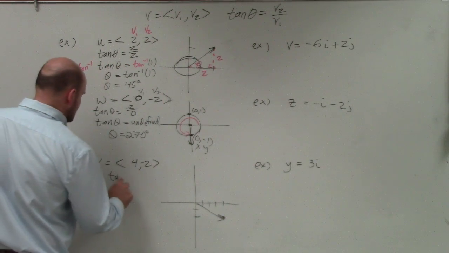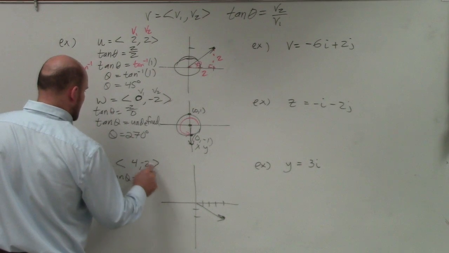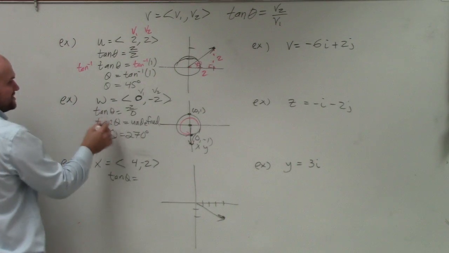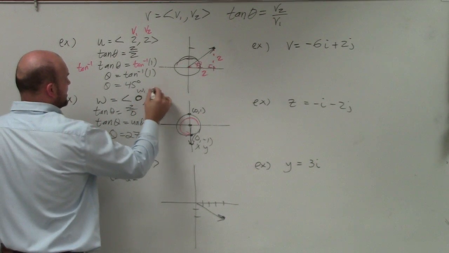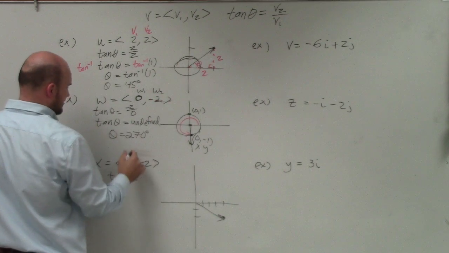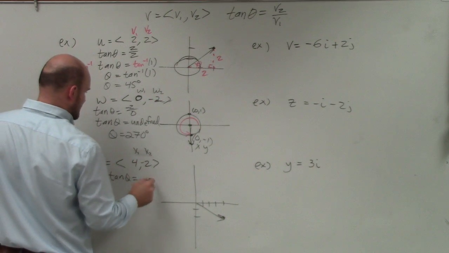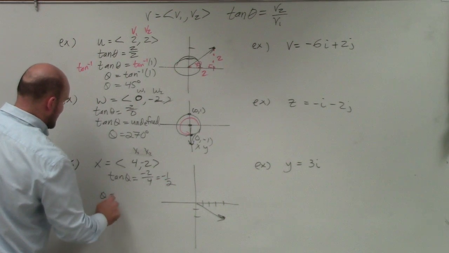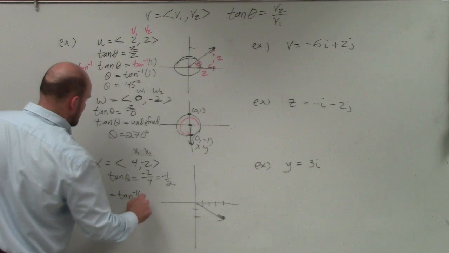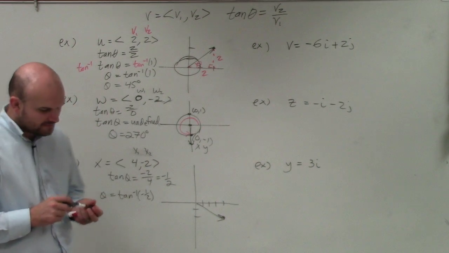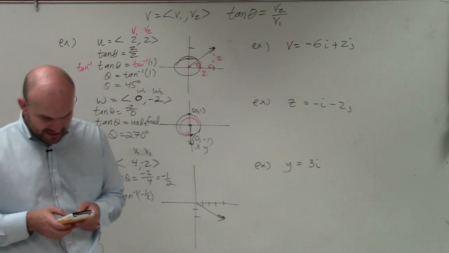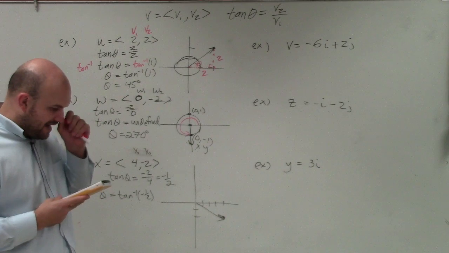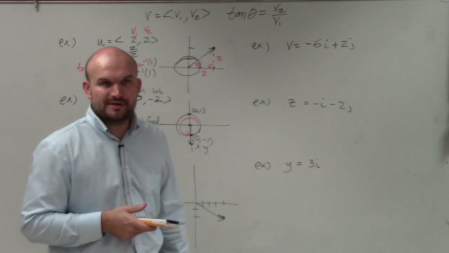So if I apply my formula, tangent of theta equals V2 over V1, even though I guess since we're changing the vectors here, this is really W1 divided by W2. This is really X1 over X2. So therefore, I have -2 over 4, which equals -1/2. So therefore, theta equals tangent inverse of -1/2. Now, when I go to my calculator and I plug this in, so I do second tangent of -0.5, and I get -26.56 degrees.